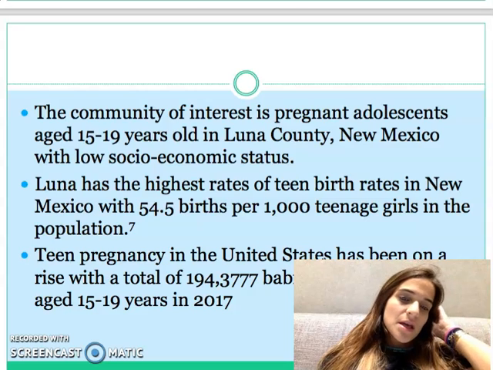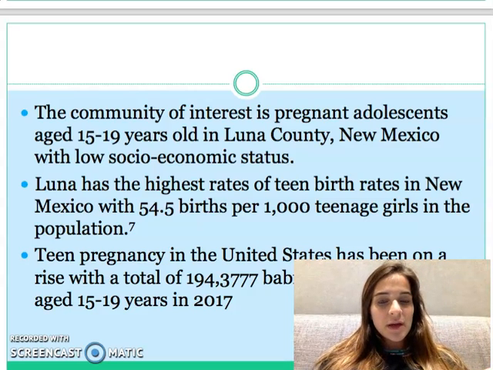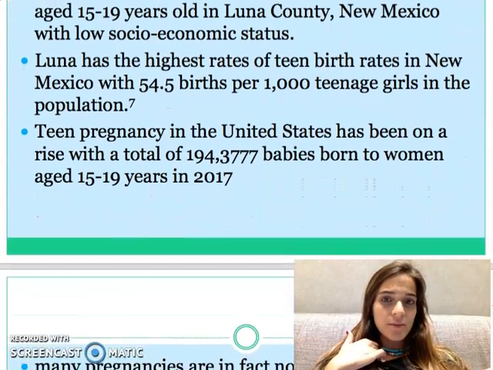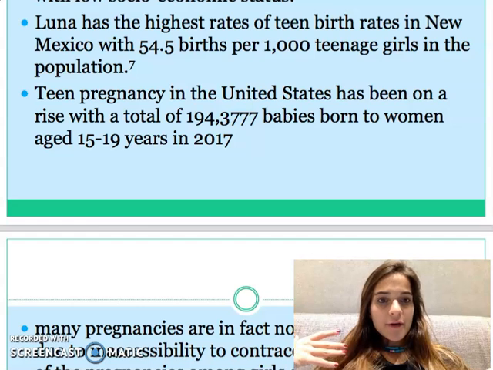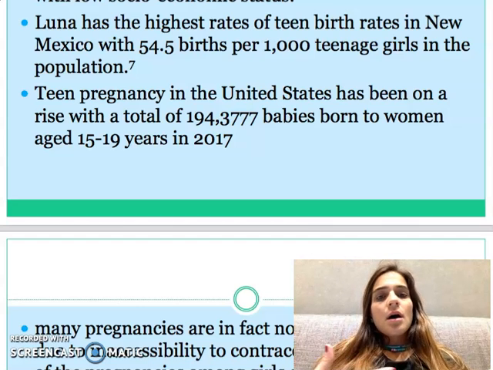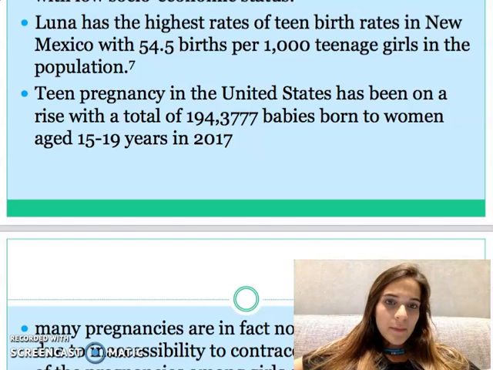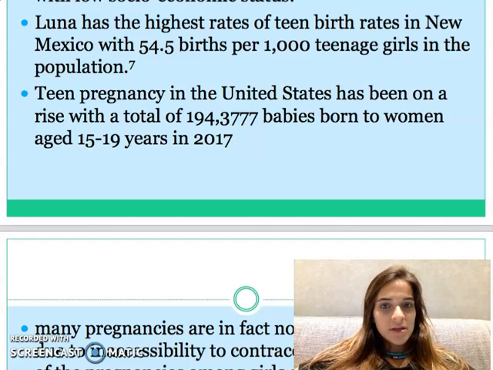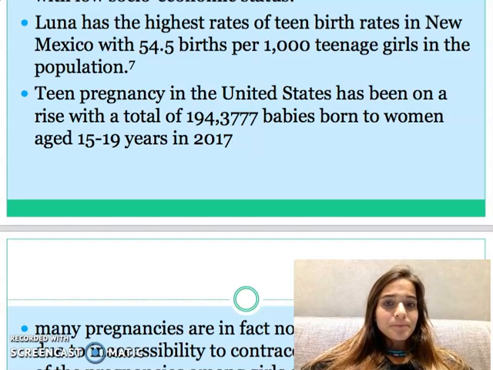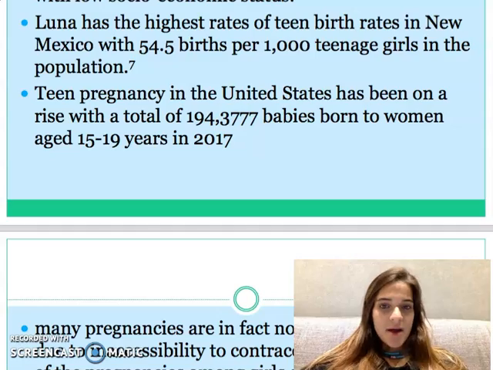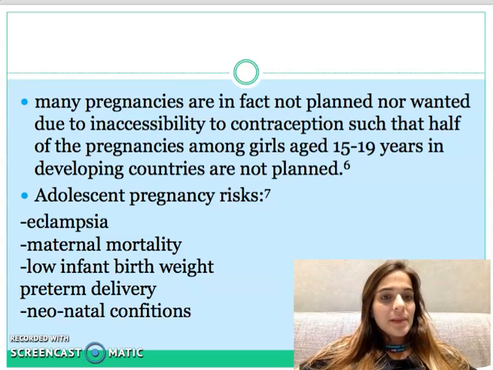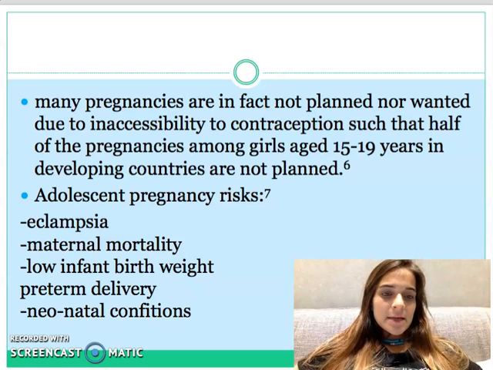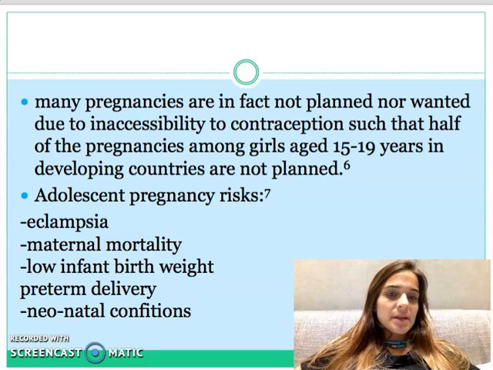The community of interest is pregnant adolescents that are aged between 13 and 15 years in Luna County, New Mexico, with low socioeconomic status. Luna has the highest rates of teen birth in New Mexico, with 54.5 births per 1,000 teenage girls in the population. Unfortunately, teen pregnancy in the United States has been on a rise to women aged 15 and 19 years old. Many pregnancies, however, are not planned nor wanted, and it is reported that this is due to inaccessibility to contraception.